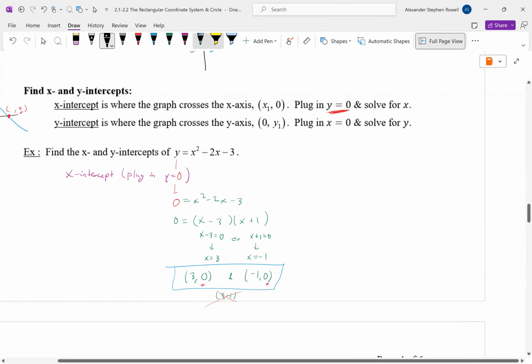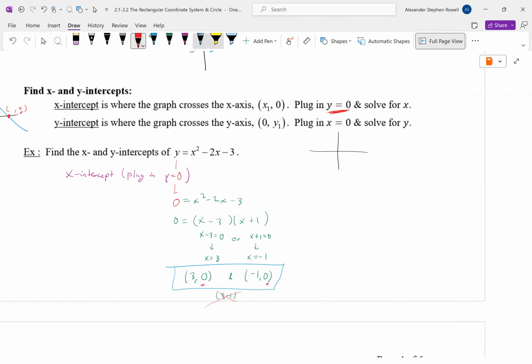In a similar manner, we can find the y-intercept because any point on the y-axis has an x value of 0. It has the same horizontal positioning right in the middle at 0. To find the y-intercept, we plug in x is equal to 0. Usually a little bit easier.